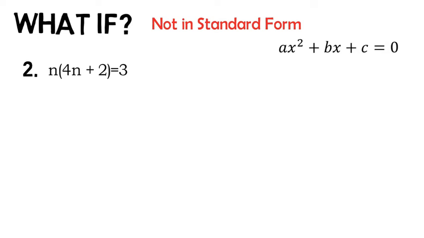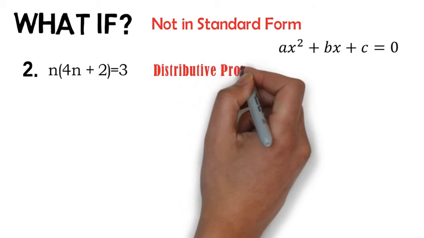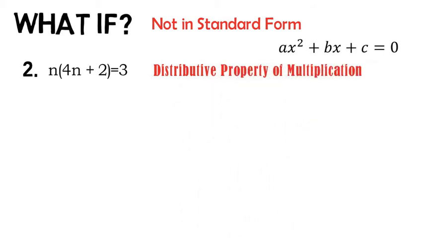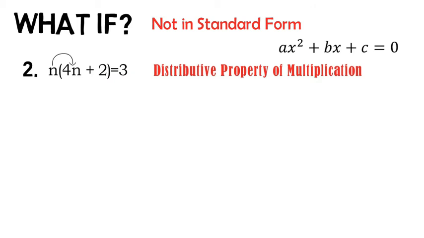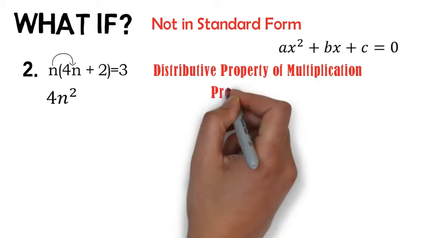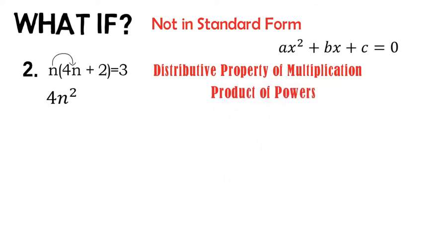Since that is not written in standard form, what we will do is transform it into standard form. We will use here the distributive property of multiplication. How to do that? n times 4n, we have 4n squared. Why? Because we will use the product of powers.